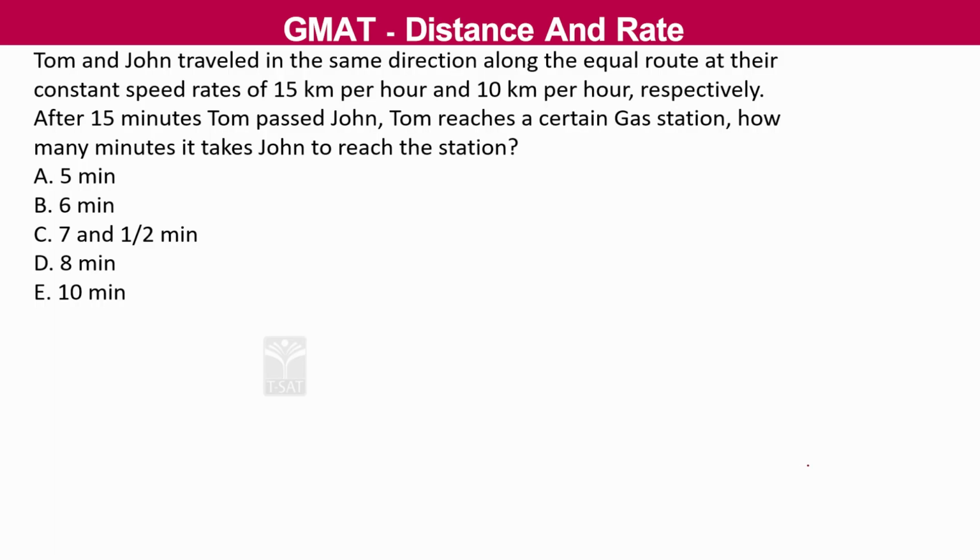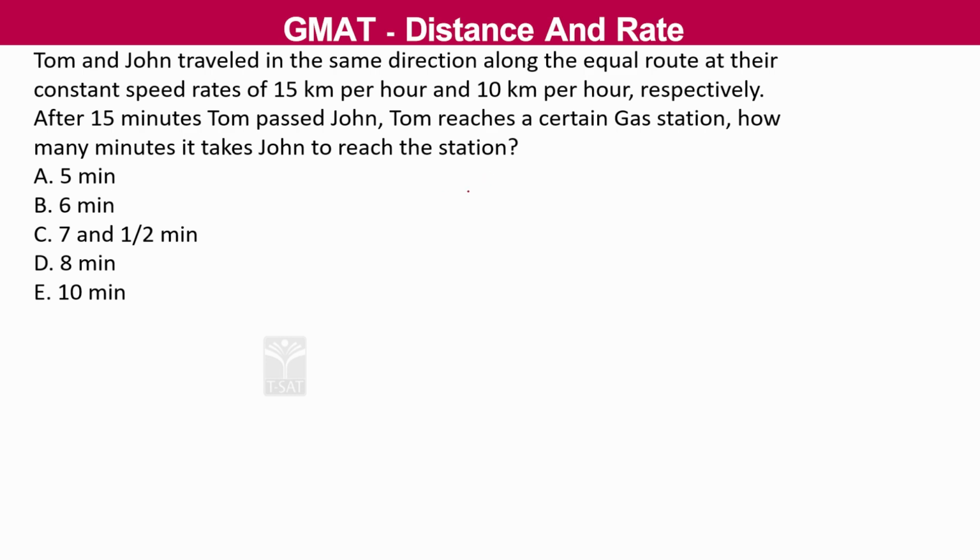Let's look at the next question now. Tom and John travelled in the same direction along the equal route at their constant speeds of 15 km per hour and 10 km per hour respectively. After 15 minutes, Tom passes John. Tom reaches a certain gas station. How many minutes does it take John to reach the station? Tom and John are travelling at constant rates, and Tom passes John. Tom reaches a certain gas station, and how many minutes does it take John to reach the station.